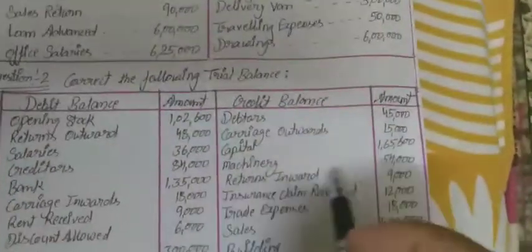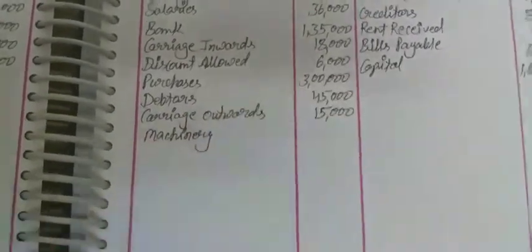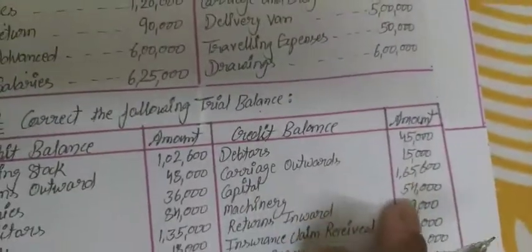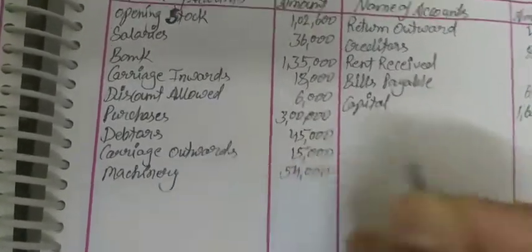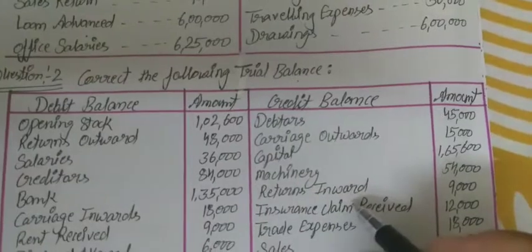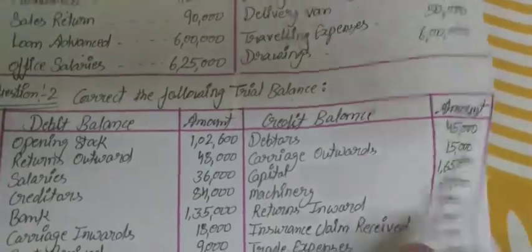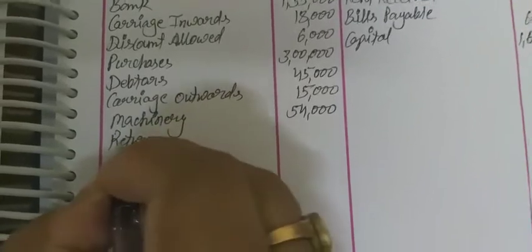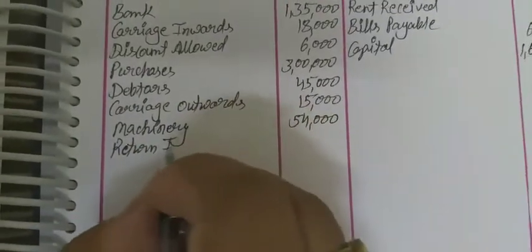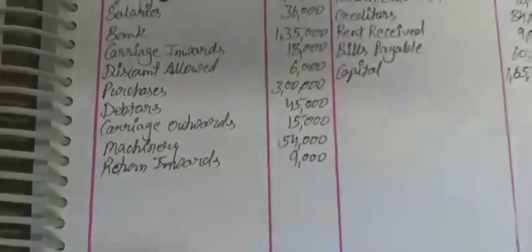Next one is machinery 54,000. It is an asset. Machinery is an asset, 54,000. It will show on the debit side. And next one is return inwards. It means sales return, 9,000 rupees. It will show on the debit side because it is a loss for the business, whatever goods we sold are being returned. So return inwards of rupees 9,000.